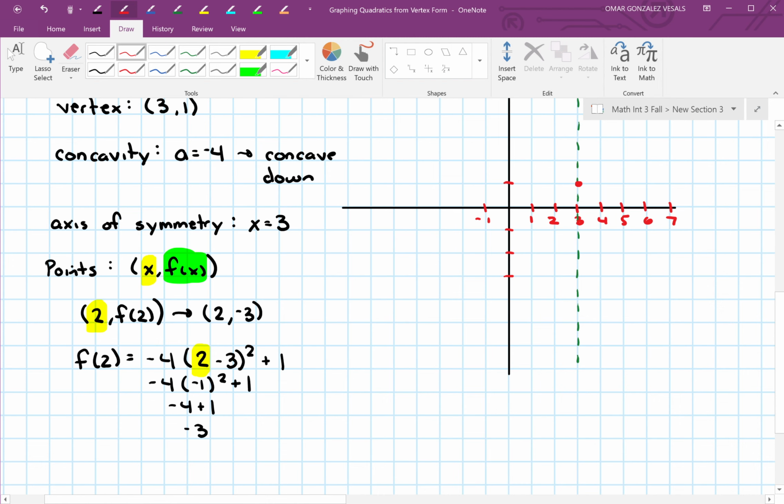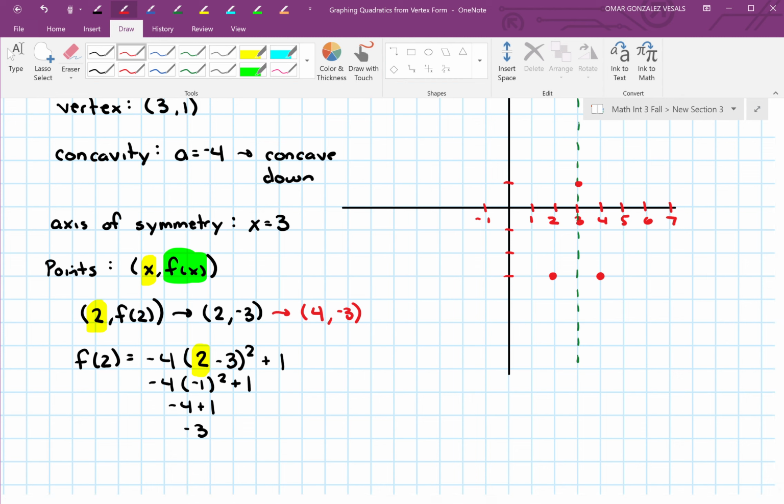But be smart about this, guys. Don't do more work than you have to. By finding 2, what else did I find? 4. So I also found the point 4 comma what? Not 0. -3. (4, -3). Does that make sense? Yeah. Okay, and now we're more accurate.